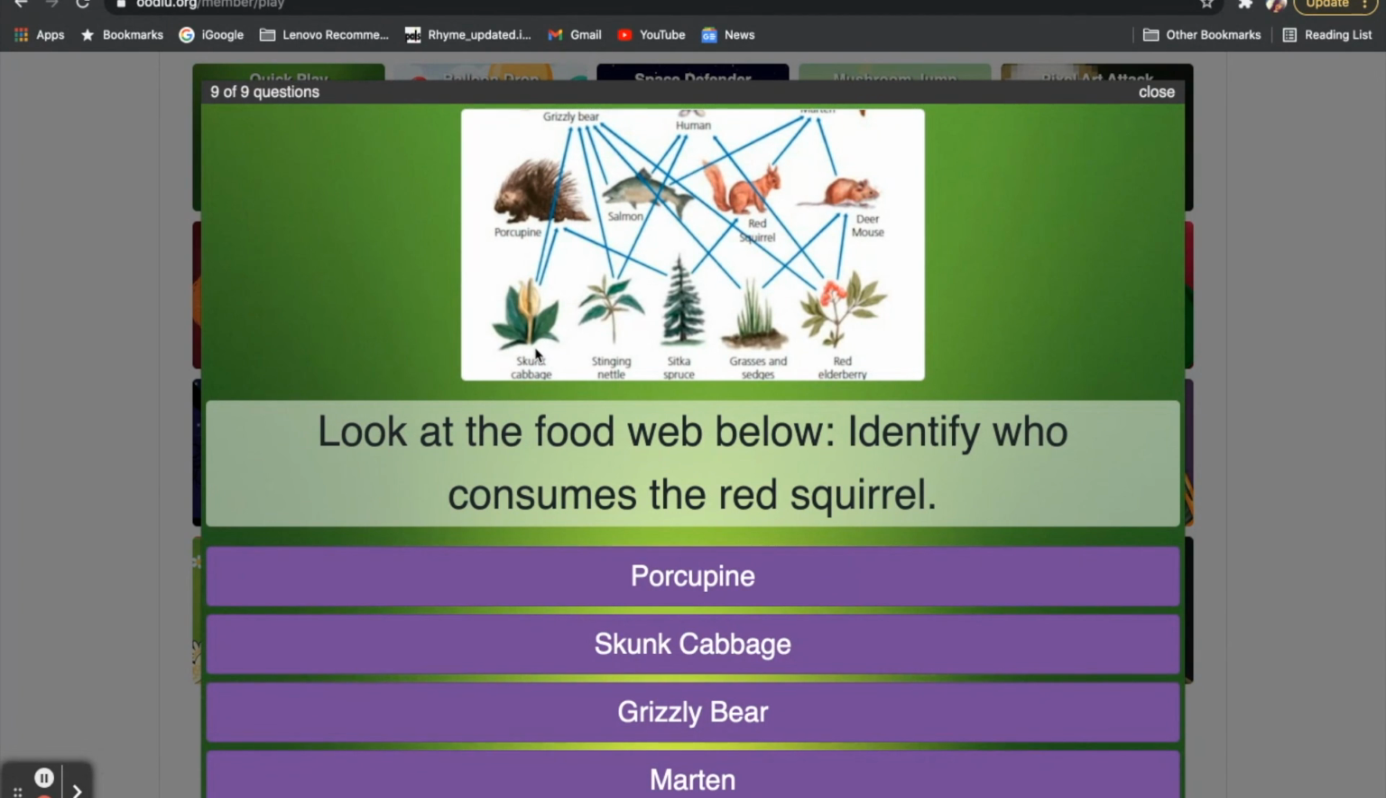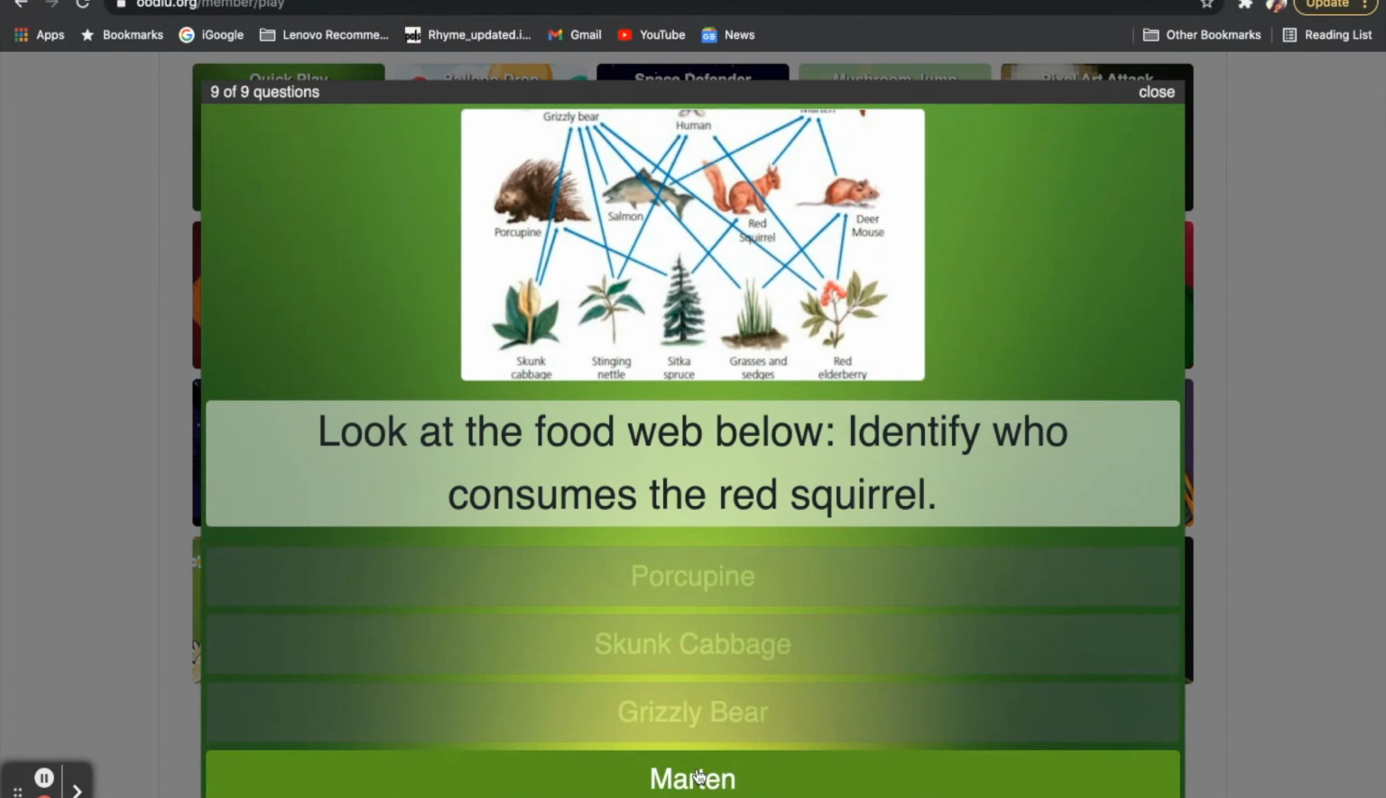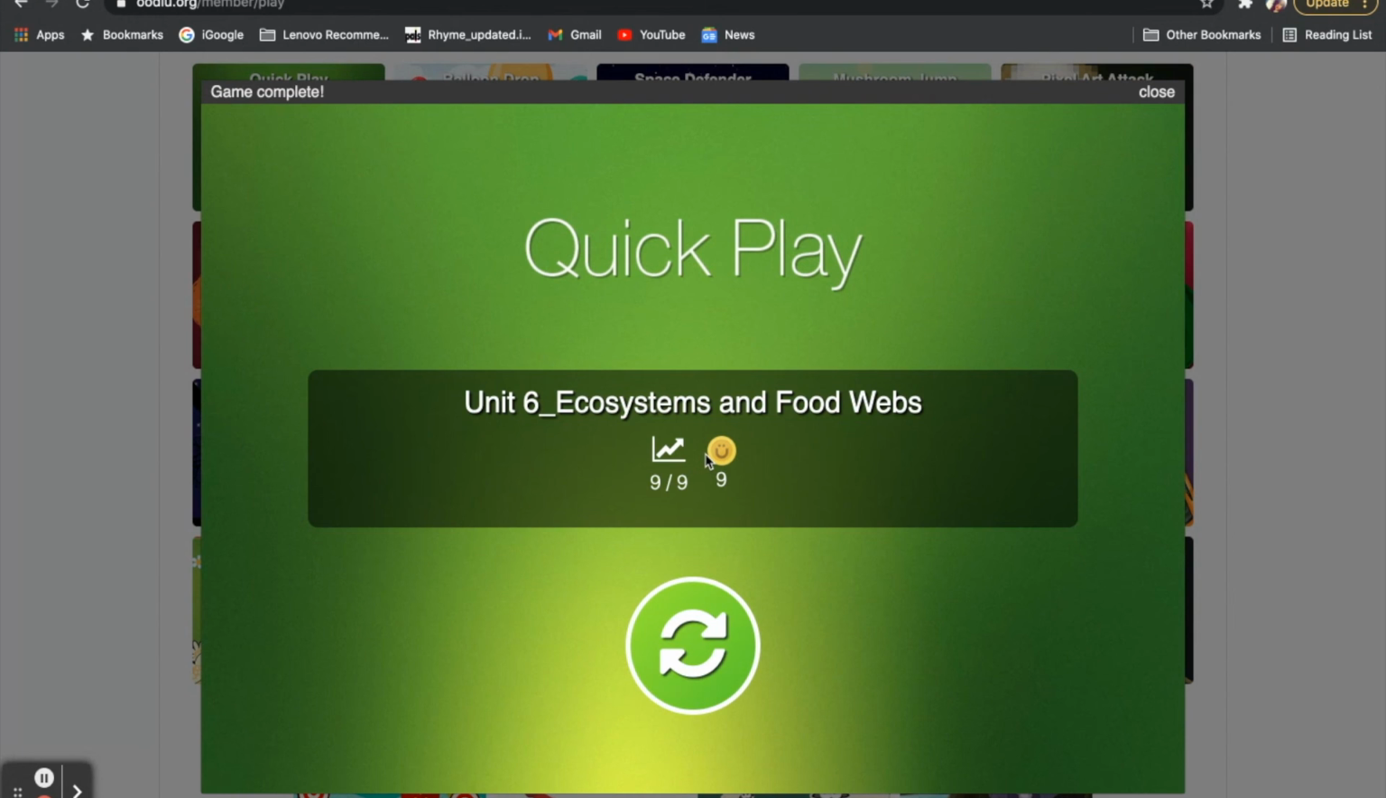The skunk cabbage doesn't need to eat anything. It's a producer. It makes its own food. And it's not the grizzly bear. The grizzly bear has other food that it likes to eat. Good job. So if you were able to answer these questions and got them correct, you are going to do very well on the test.